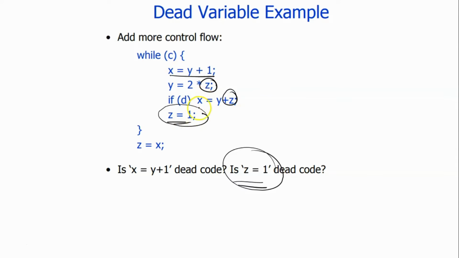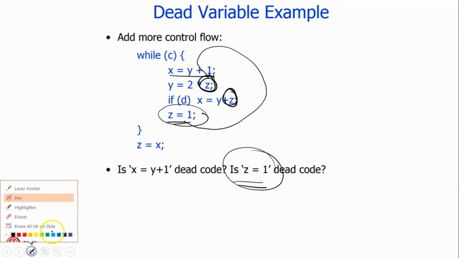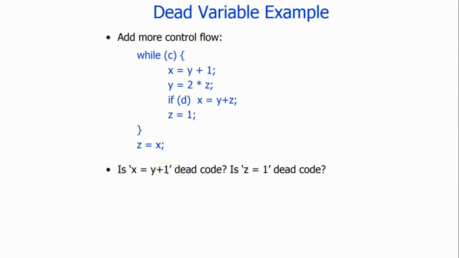Because this loop will run, this definition you can use again here. So this is why this is not dead code. This is how you basically check whether some instruction is dead code or not.